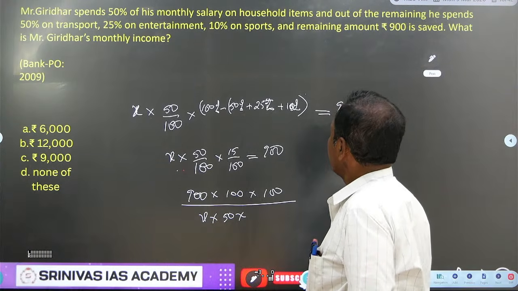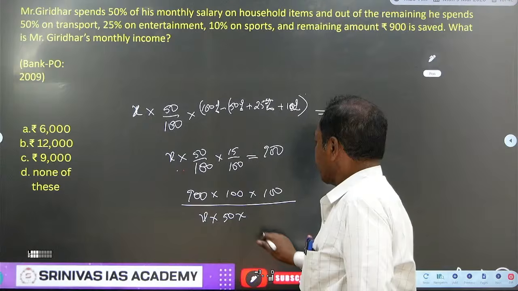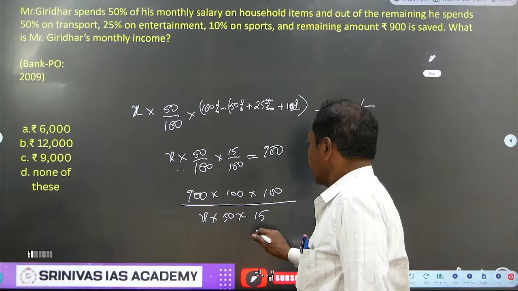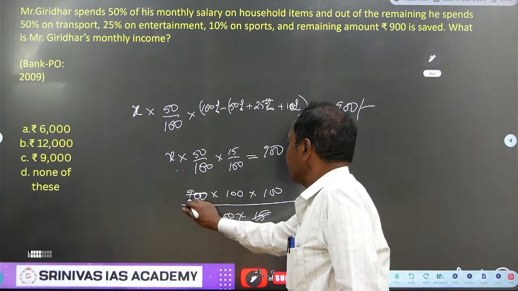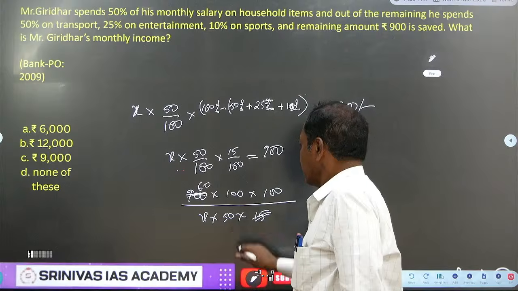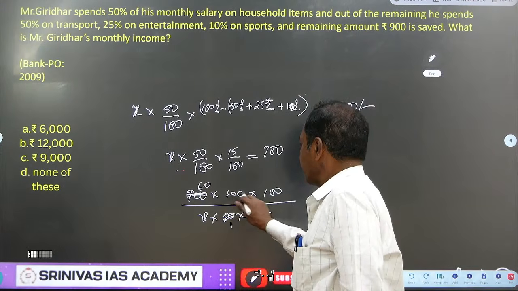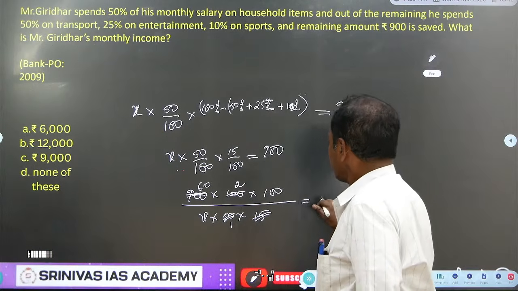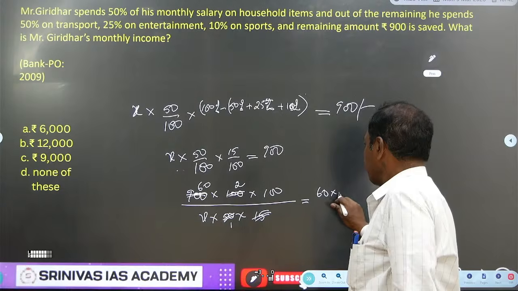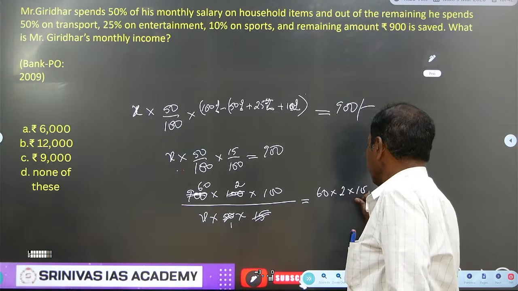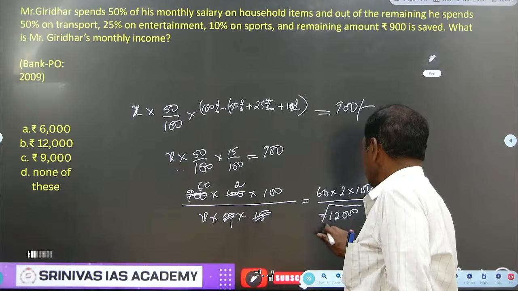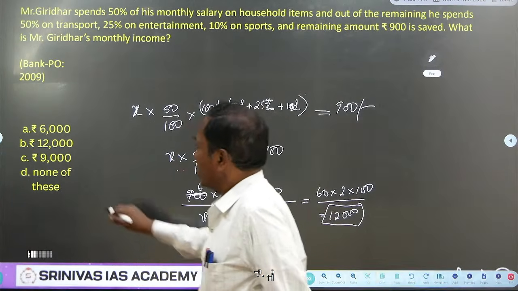15 you can take. Now we can see 1560 and 51 52, and that's all. 60 into 2 into 100, 16, 12 into 1, 12. How many zeros? 12,000. Option B.